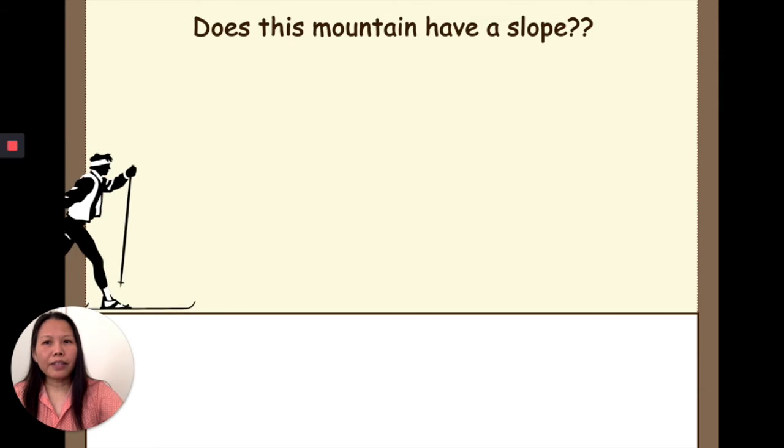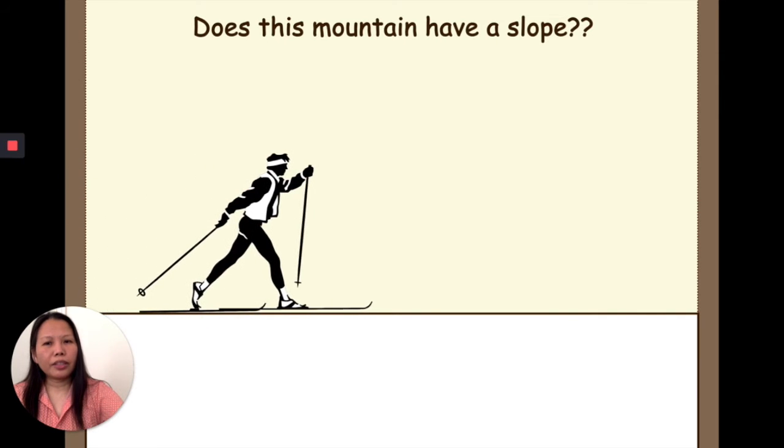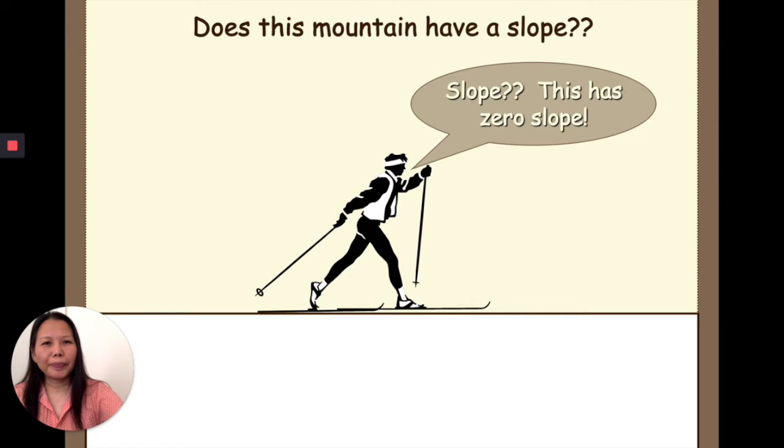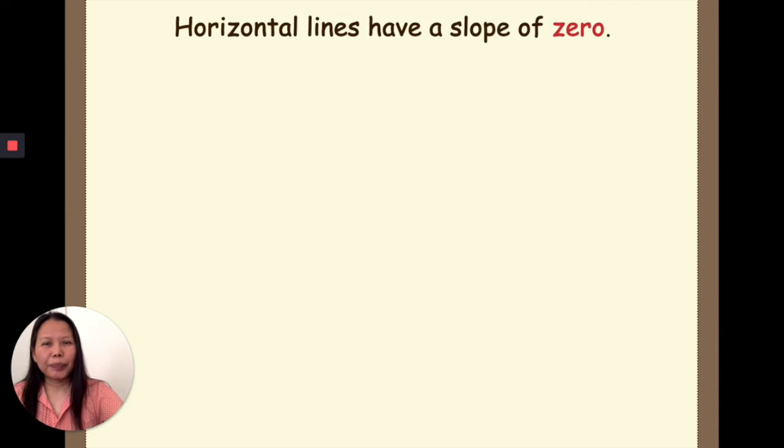Does this mountain have a slope? Oh, I don't think you can ski on this one. Oh, slope is 0. That's when it's boring. A horizontal line has a slope of 0, and that's when we have y equals a number.